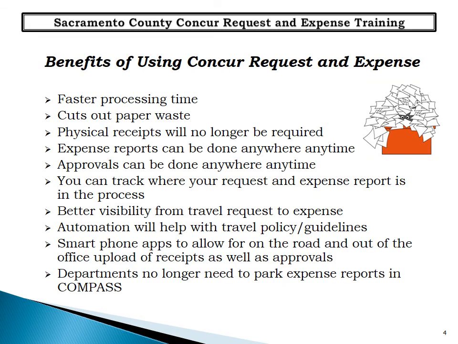Benefits of using Concur Request and Expense. There's faster processing time, it cuts out paper waste, physical receipts will no longer be required, expense and approval reports can be done anywhere, anytime, you can track where your request and expense report is in the process, there is better visibility from travel request to expense, automation will help with travel policy and guidelines, the smartphone apps will allow on-the-road and out-of-office uploads of receipts as well as approvals, and departments no longer need to park expense reports in Compass.